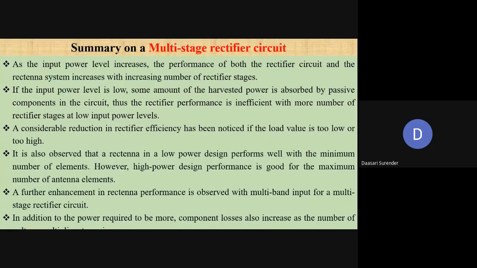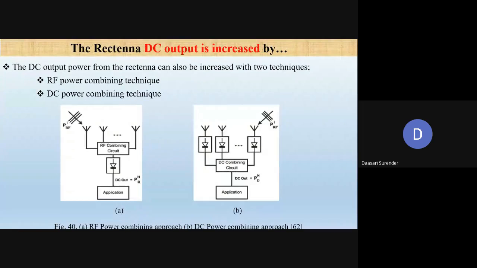And if the input power is low, some amount of the harvested power is absorbed by passive components in the circuit. Thus, when the input power is low, it is better to go with the minimum number of rectifier stages. And when the input power is large, it is better to go with more rectifier stages. So this is also one of the techniques. These are the two techniques for increasing the DC output of the rectenna. The first one is the RF power combining technique, and the second one is the DC power combining technique, already discussed.